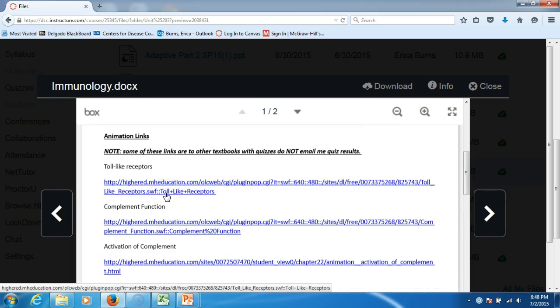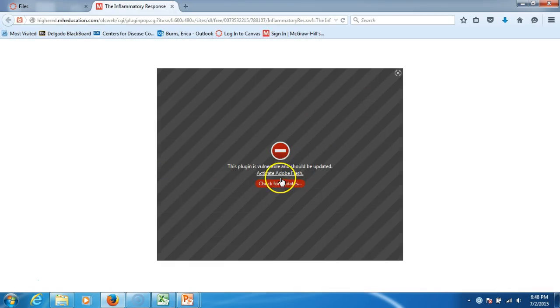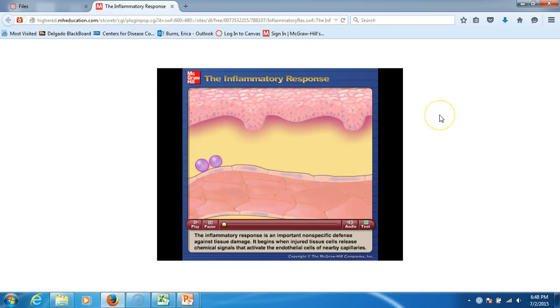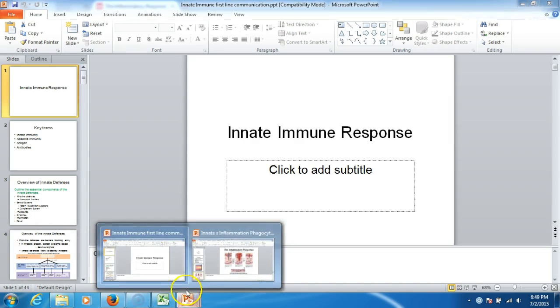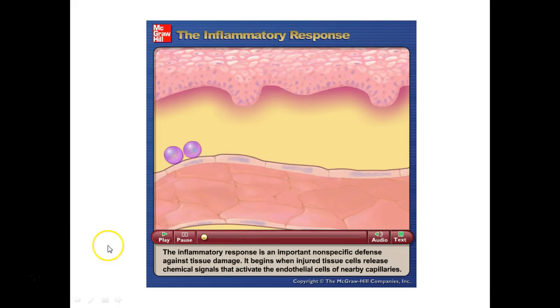So all these links are here. I don't know that they're hyperlinked though. So here's that inflammatory response one. I have to keep allowing this thing. So there it is. I just have it embedded in my PowerPoint. In PowerPoint you have to be in slideshow mode for these buttons to work. I'm going to mute the person so I don't have them talking in my ears. You'll notice it's closed captioned to tell you everything they're saying, but I'm going to add my own audio.